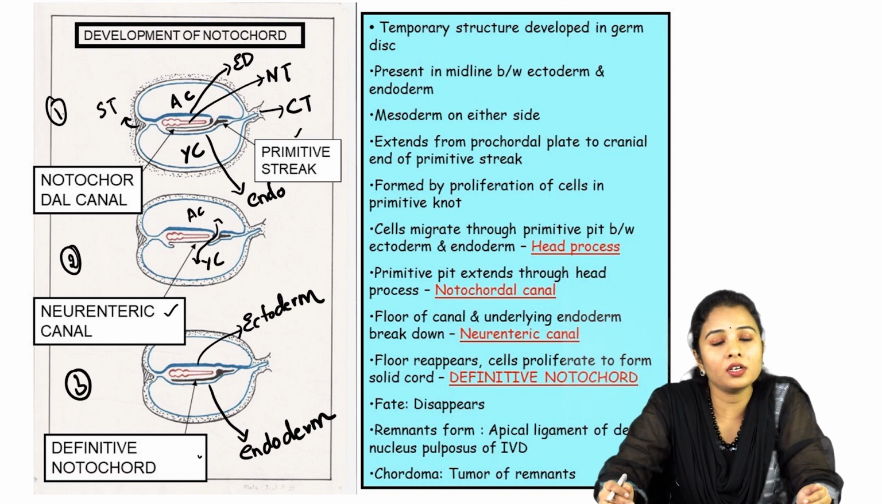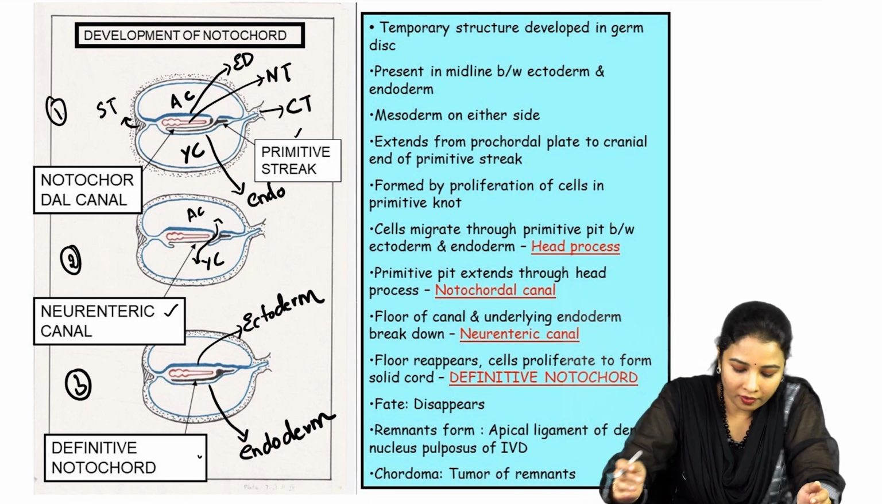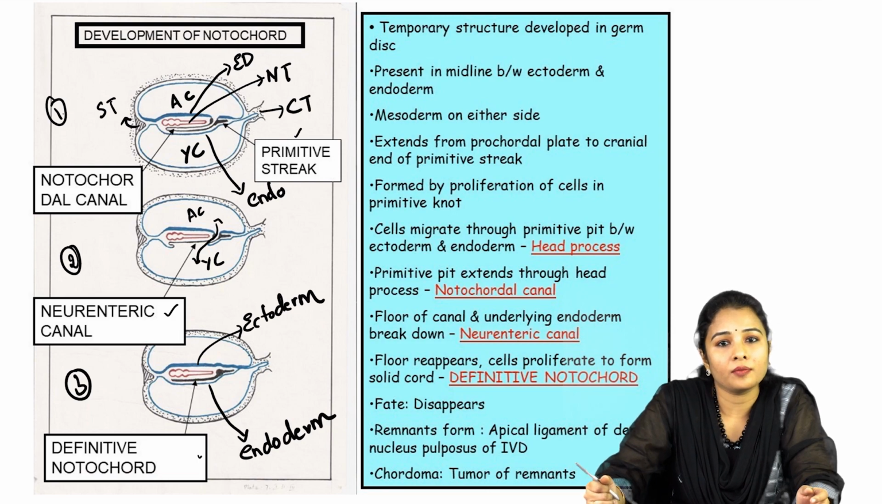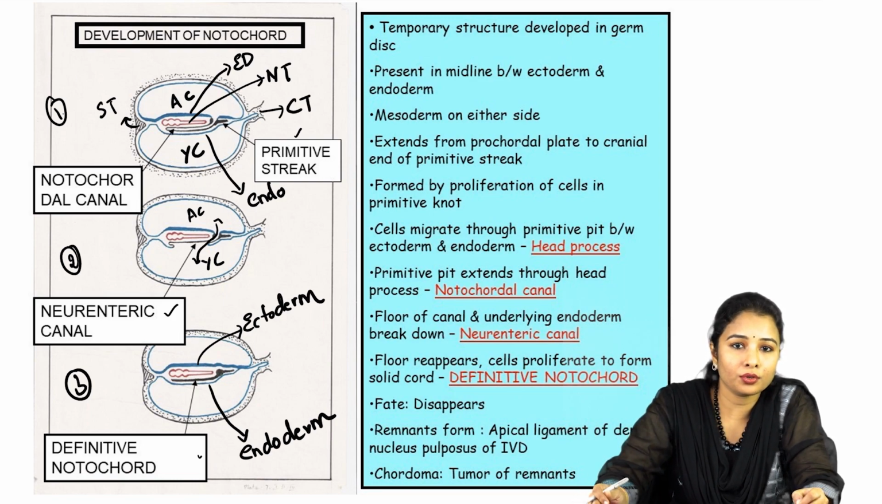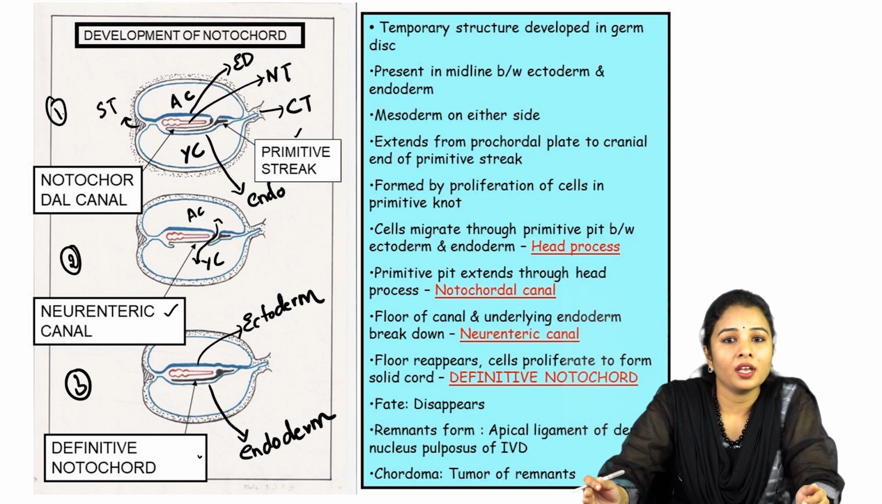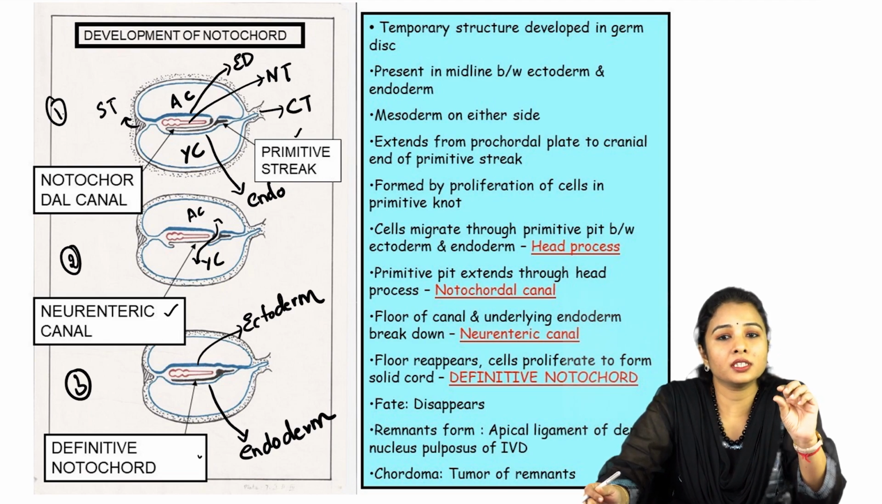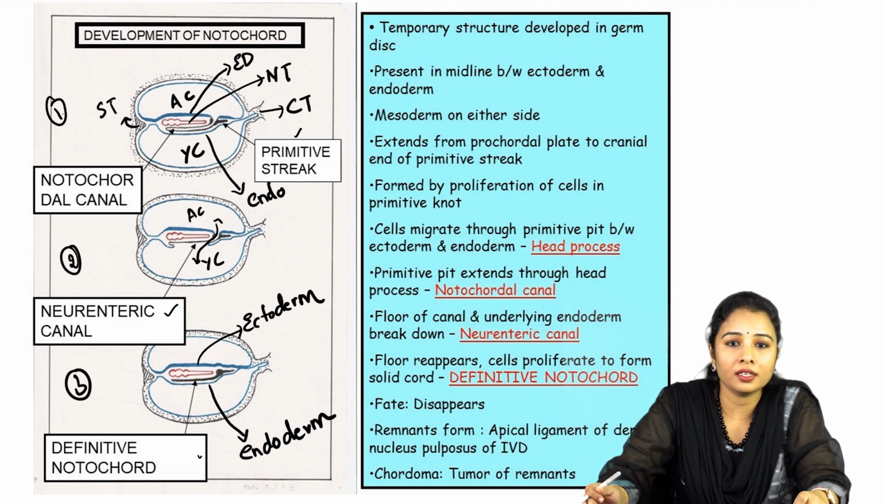Notochordal canal is a part of primitive notochord, and where the floor of the canal and the underlying endoderm break down to develop neuroenteric canal, and the floor reappears. The cells proliferate to form the solid cord, that is the definitive notochord, and we know the fate of the notochord, it disappears. And the remnants in adults are apical ligament of dens and nucleus pulposus, which is the center part of intervertebral disc.